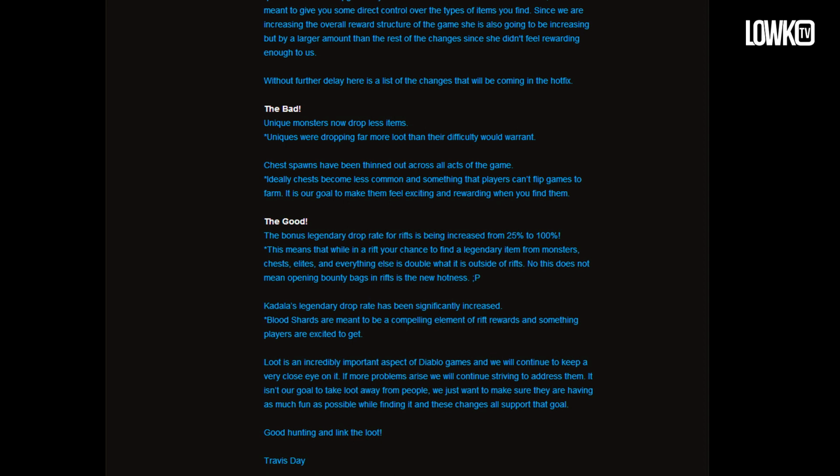The good part right here, I actually already like these two things, but apparently the so-called good part by Blizzard Entertainment says the bonus legendary drop rate for rifts is increased from 25% to 100%. Now that doesn't tell you a whole lot, because obviously 25% from what to 100% from what is not necessarily a quadrupling in the drop chance, but it basically means that right now, the drop chance of any kind of legendary item in the Diablo 3 Reaper of Souls Rifts is significantly higher than it used to be.